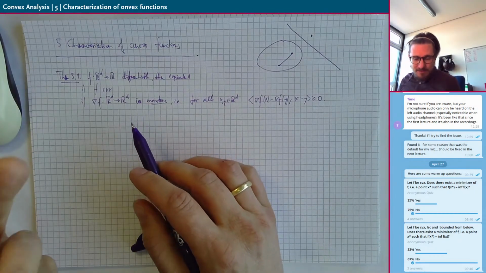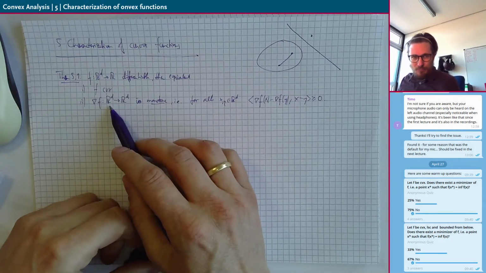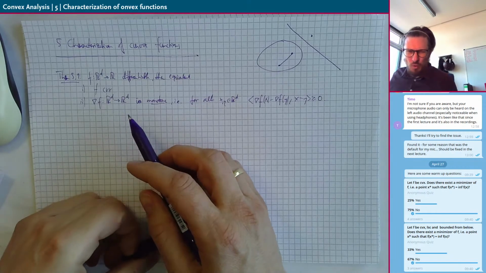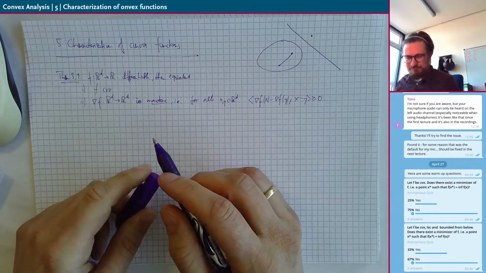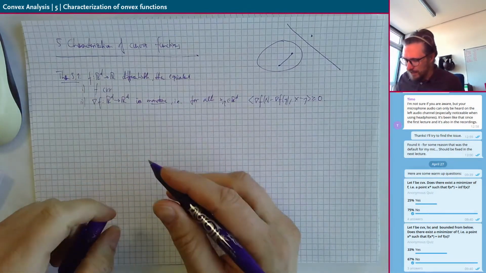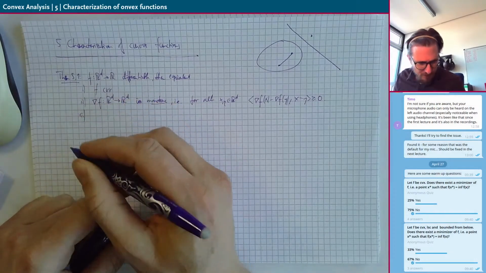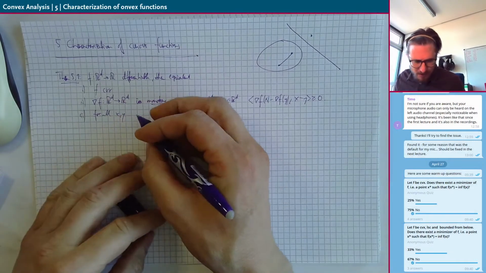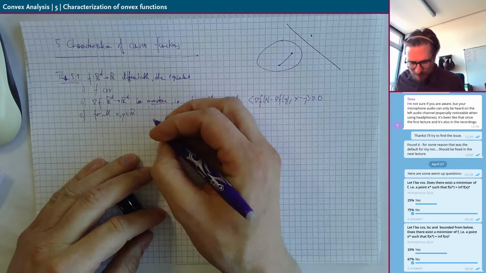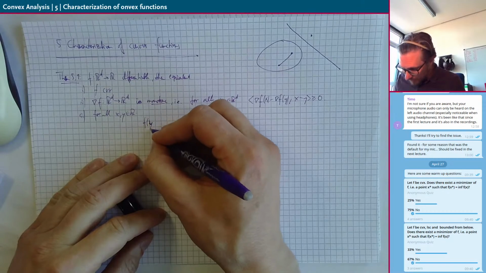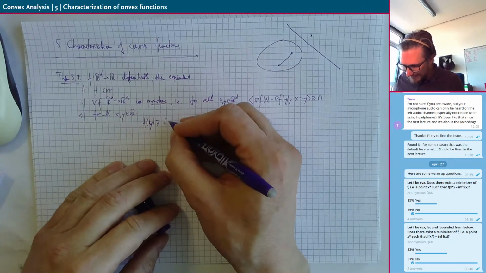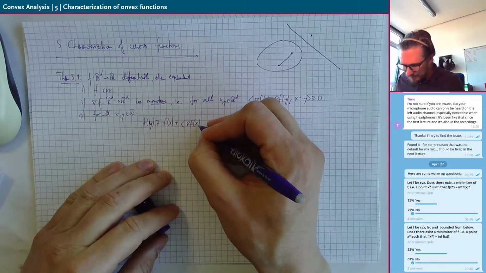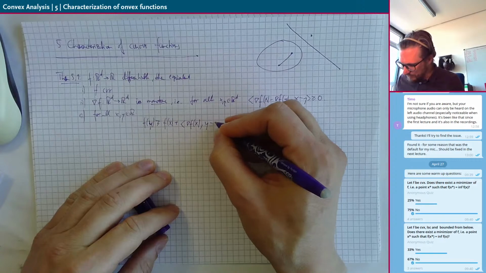You can ask yourself, when is a linear map from Rd to Rd monotone? It's also not totally obvious. Okay, there's a third characterization which we're also going to use: for all x and y in Rd, we have that f of y is larger or equal to f of x plus the inner product of the gradient of f of x times x minus y.